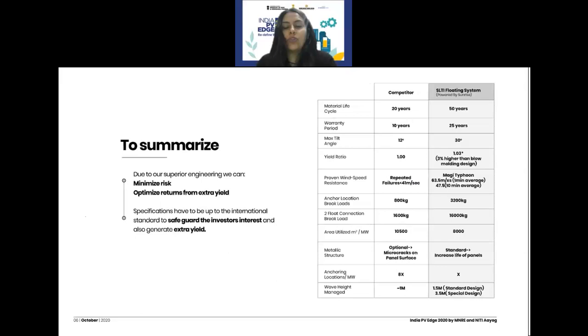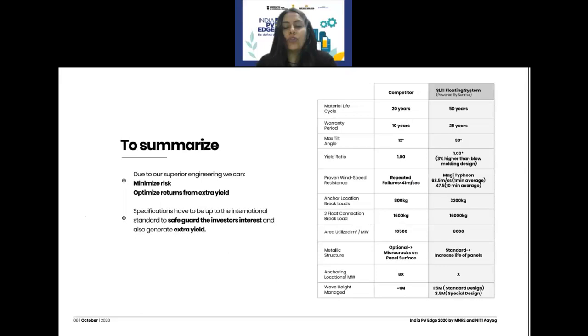The yield ratio proven, tested by the Japanese government, is 3%. By the Singapore SERIS Institute, it is going up to 5%. There is proven wind speed resistance with our system. The competitors are failing at less than 41 meters per second, and we have proven ourselves with a 10-minute average of 47.5 meters per second wind speed with the Maggie Typhoon in Taiwan. Our anchor location break loads are about 3,200 kgs versus a competitor's 800 kgs, and the two-float connection breaking load is a factor of 10x. So that's the amount of safety in our design.